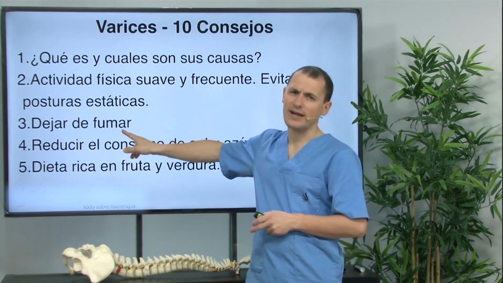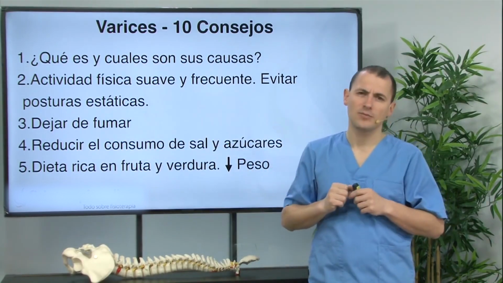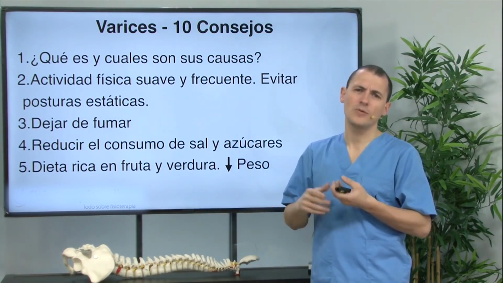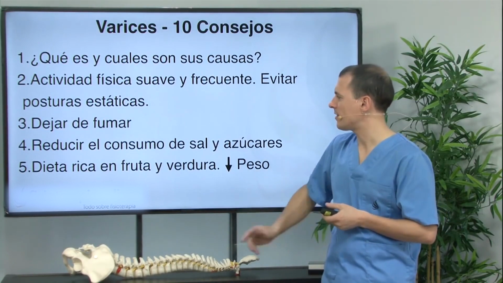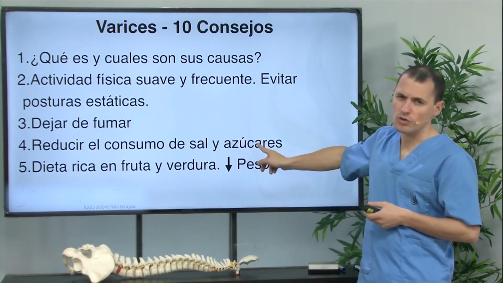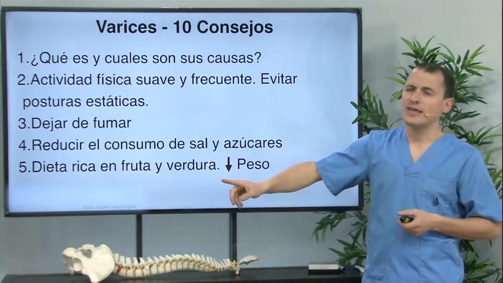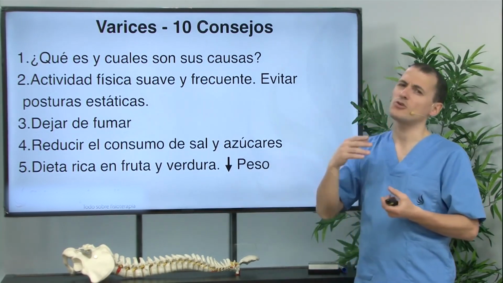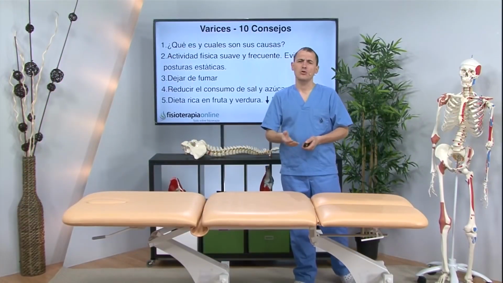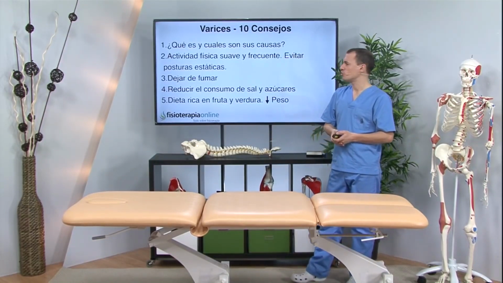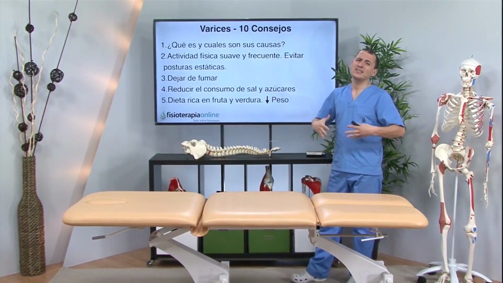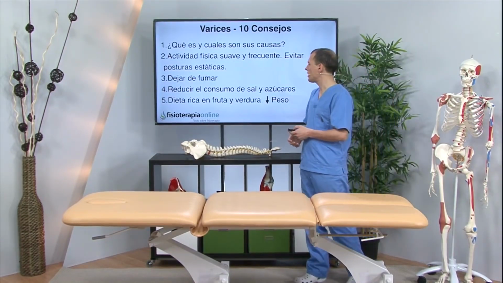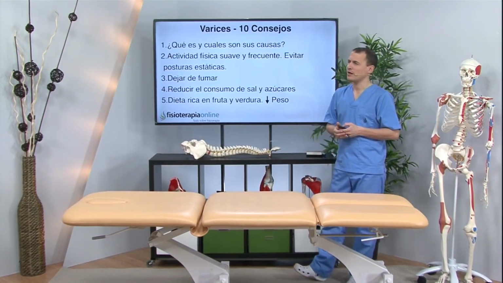Of course, quitting smoking is essential, as it damages the walls of the circulatory system and contributes to the development of varicose veins. Reduce salt and sugar consumption. As mentioned earlier, maintain a diet rich in fruits and vegetables, which will also help with weight reduction. Excess weight is another significant factor in these problems, particularly if there is swelling in the abdomen or pressure in that area, as it hinders venous return.